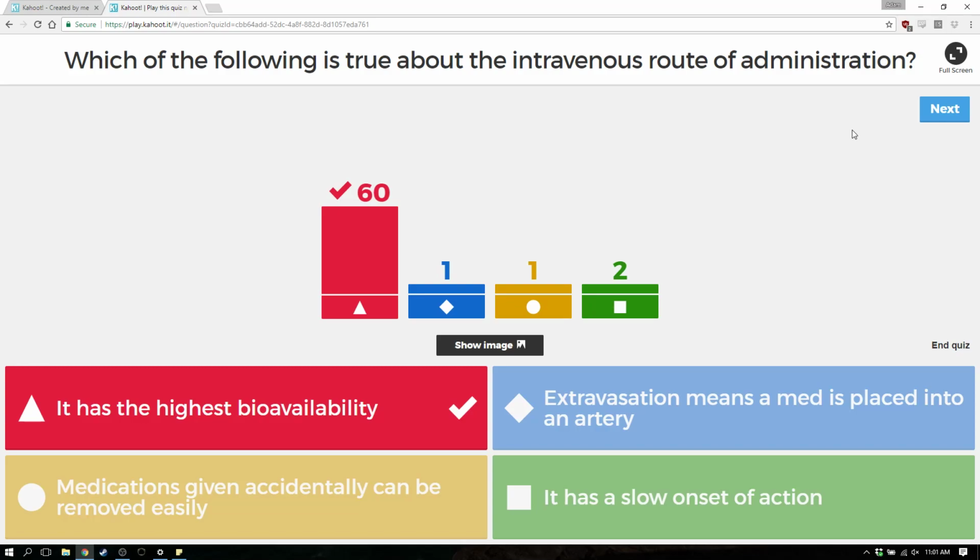Slow onset of action. It should have very, very fast onset of action, especially compared to oral or transdermal. And then, medications can be easily removed when you give it that way. Once it's in the system, that's it. Which is why, if you're not sure, err on the side of going low and trying to give more, versus starting with too much, which you may not be able to do anything about.